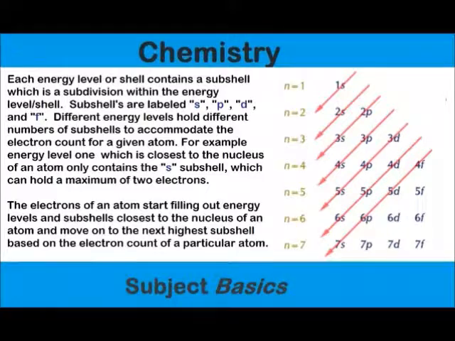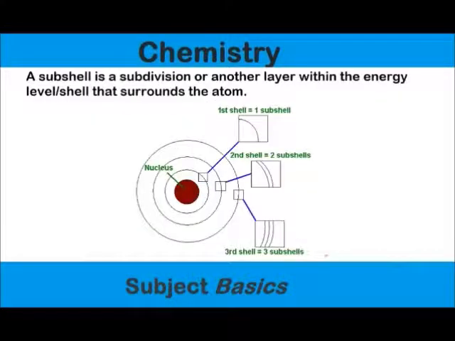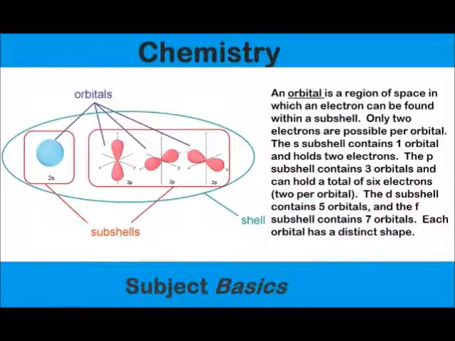Now that we have an understanding of the shell, also called the energy level, and the subshell or sublevel within the energy level, we can further break down parts of the subshell or sublevel according to something called an orbital, which is a more specific region within the subshell where the electron can be found. An orbital can accommodate 2 electrons.